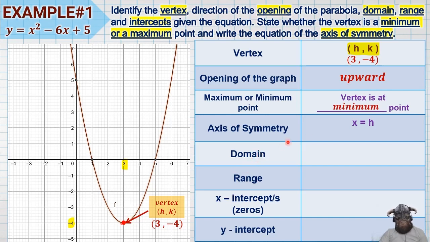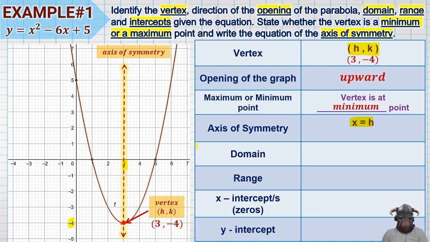Then, how do we identify the axis of symmetry? That will be x is equal to h. Yan lang yung palagi. Wherein h is just the value of your x on the vertex. So, in this graph, locate ko lang siya. Yan yun. Yung umahati sa parabola natin into two equal parts.